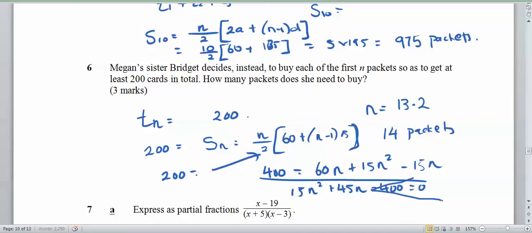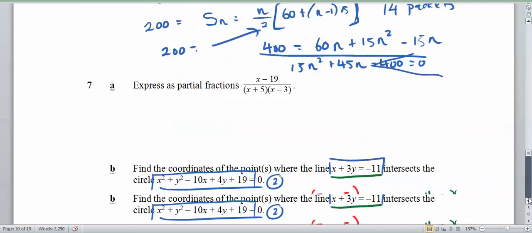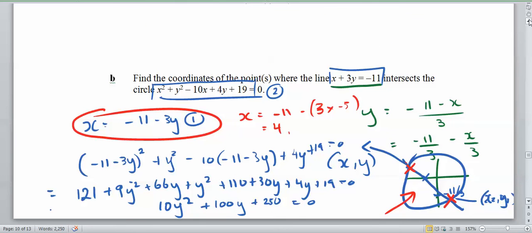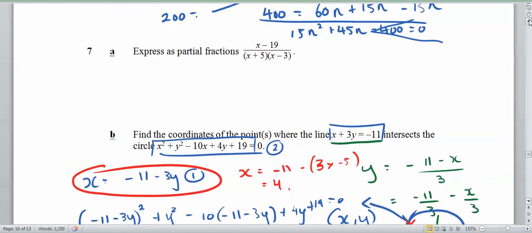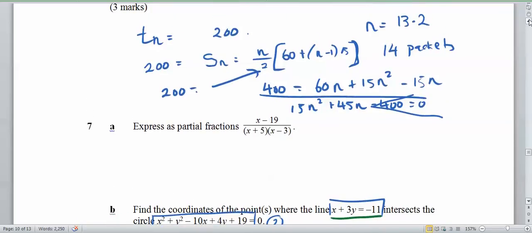So in order to solve that equation, what can we do? Do I try and take out 15? No, that's not going to work. I don't think 15 is going to go into 400. So, look, let's use the quadratic formula.